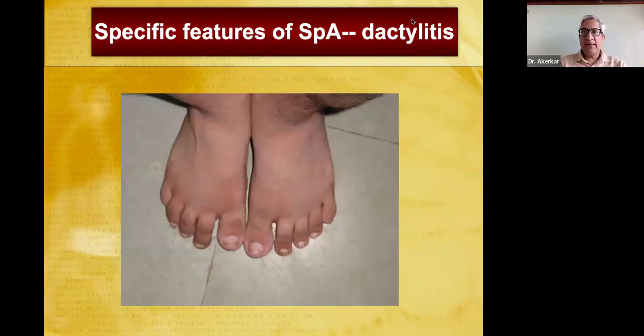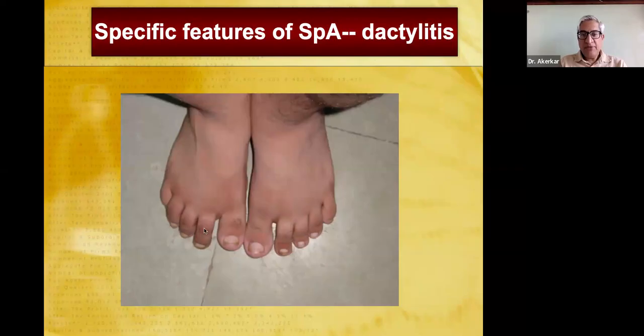There's something called dactylitis. What exactly is dactylitis? If you look at these three toes and compare them with this, they are definitely swollen. Particularly this one is definitely swollen. And it's not a particular joint of the toe that is swollen, but the entire toe. This exactly is called dactylitis. It is inflammation of the entire soft tissue. This is also called sausage digit or sausage toes.